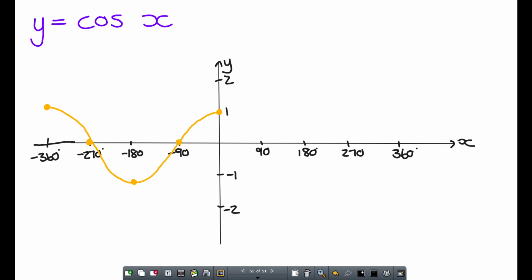Remember, we make our steps 90 degrees. If you were to make your steps smaller, if you plot a point every 30 degrees, then you see it makes a curve. Okay, so it's not a straight line.